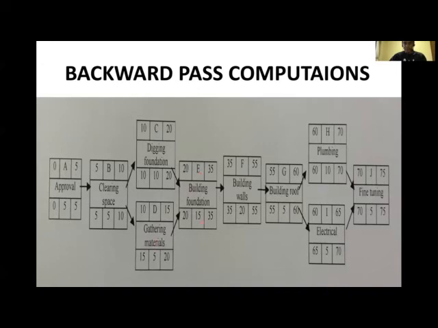What about this one? 35 minus 35 is 0. It's part of critical. What about this one? 55 minus 55, this activity is critical. 60 minus 60 is 0. This activity is critical. What about this one? 70 minus 70 is 0. So this activity is critical. There's no free time. What about this one? 70 minus 65 is 5. So there's 5 days free here. There's a float of 5. So this is not critical. 75 minus 75 is 0. So this activity is critical.